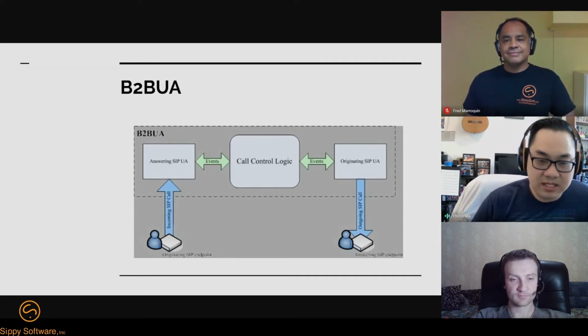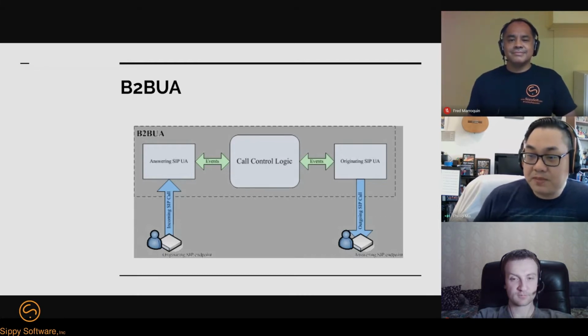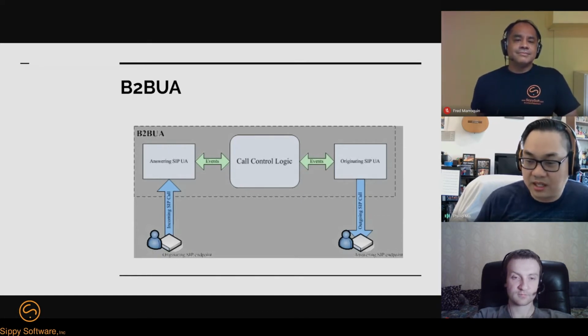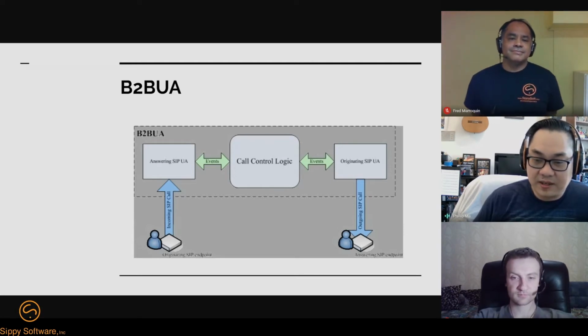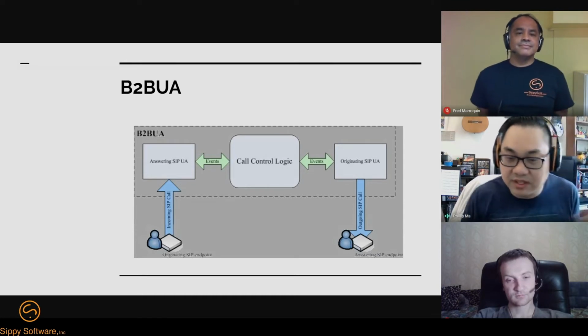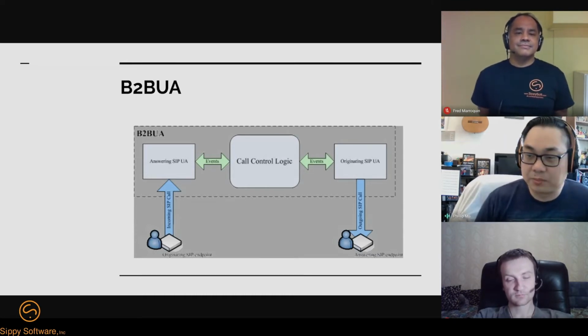The B2B is a major component of our Sippy soft switch, and it pretty much covers all the business logic surrounding your calls. So it'll handle a number of the authentications that are handled through the soft switch, as well as making sure that both ends of the call are connected appropriately.